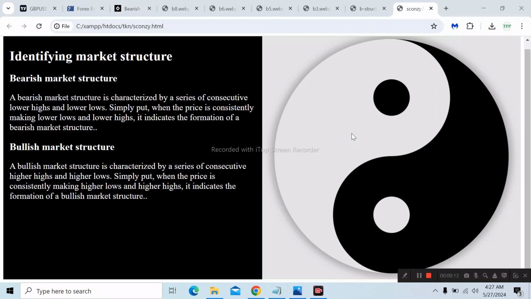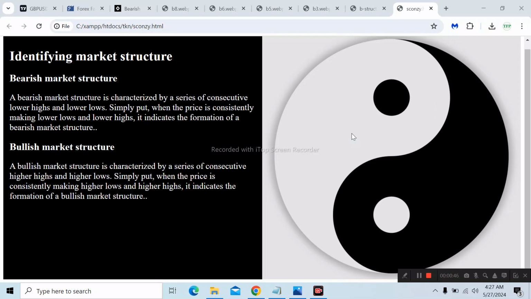Okay, so we have a bearish market structure and a bullish market structure. Under the bearish market structure, what is written there is: a bearish market structure is characterized by a series of consecutive lower highs and lower lows. Simply put, when the price is consistently making lower lows and lower highs, it indicates the formation of a bearish market structure.